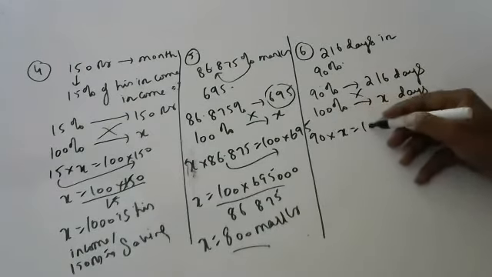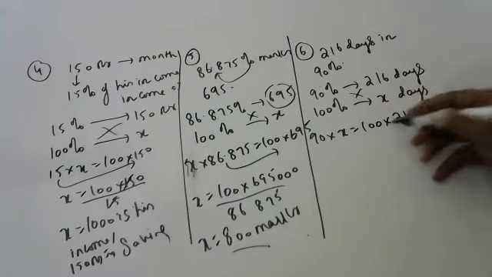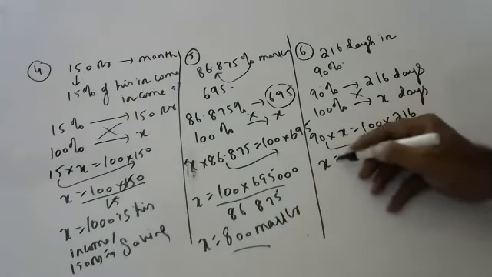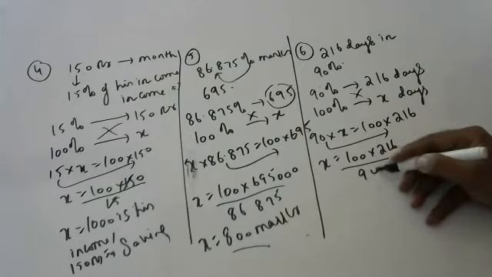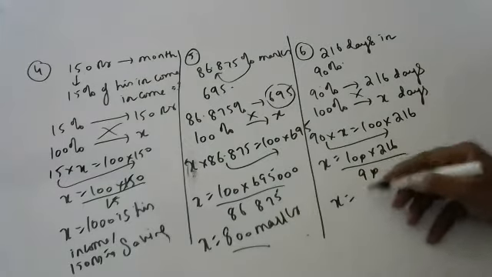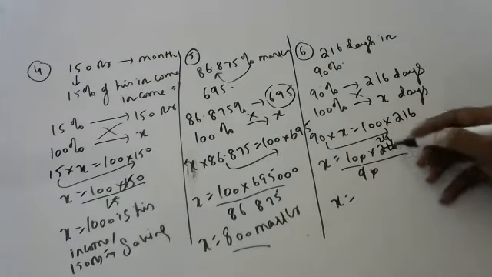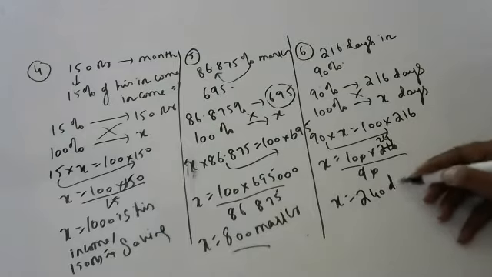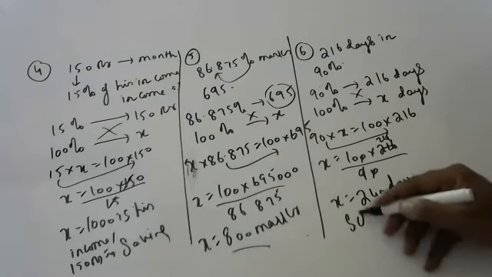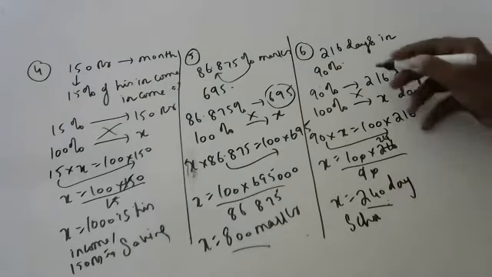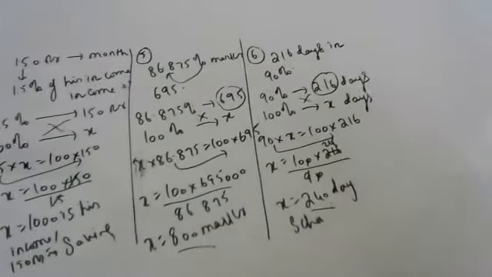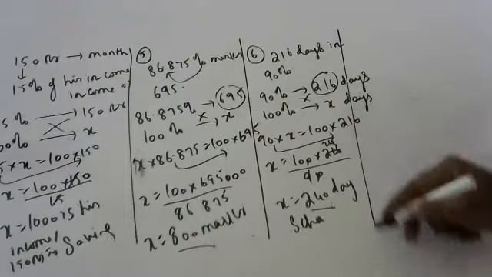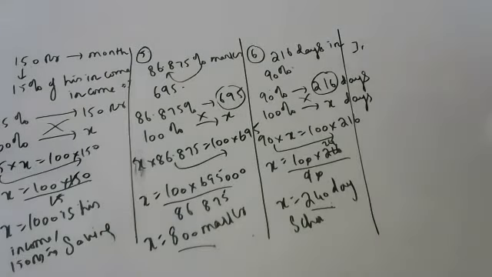90 into X is equal to 216 into 100. X is equal to 100 into 216 divided by 90. 0 cancel. X is equal to 240 days school worked. In 240 days, she went 216 days. And that became her 90% attendance. Okay, now Hansika, understood? Yes, sir. Tell one more time, Hansika.